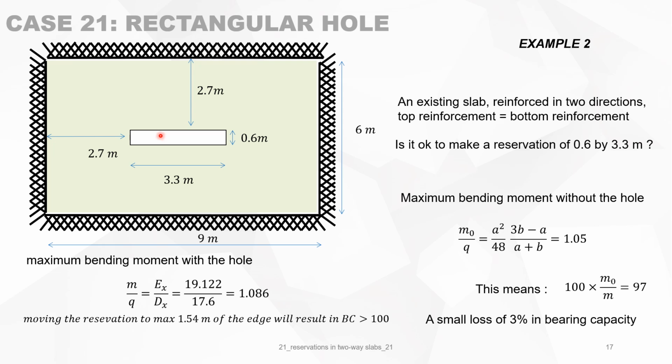Now, with the formulas you can do a lot. I give you an example. For instance, you can calculate where this reservation should be for not having any loss in bearing capacity. Well, if you move this reservation to the left to a maximum of 1.5 meters from the edge, then it will result in a bearing capacity which is bigger than 100%. So by just moving the reservation, you do not have any loss in bearing capacity.